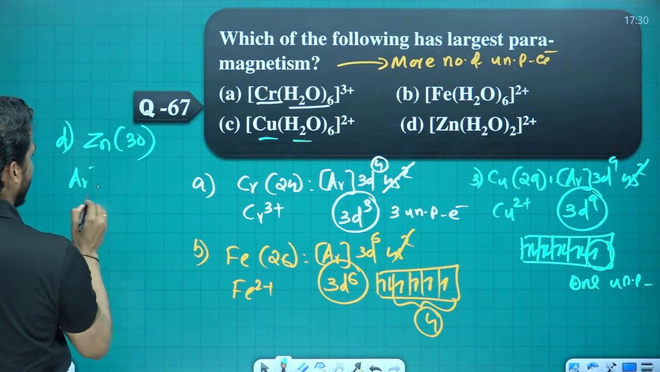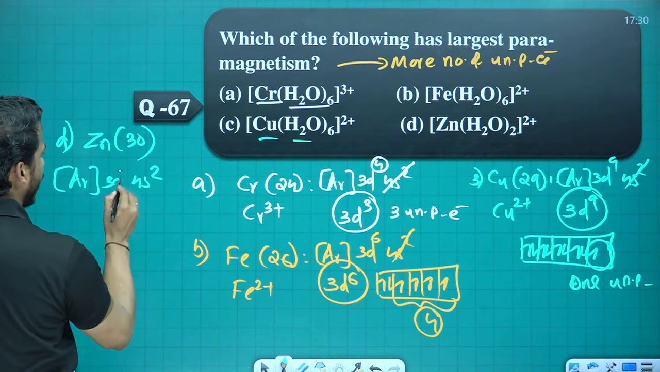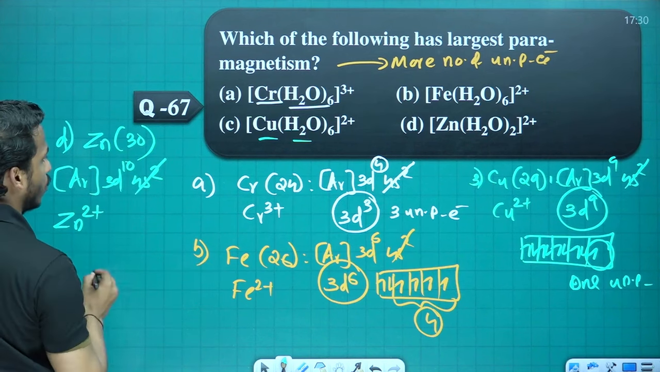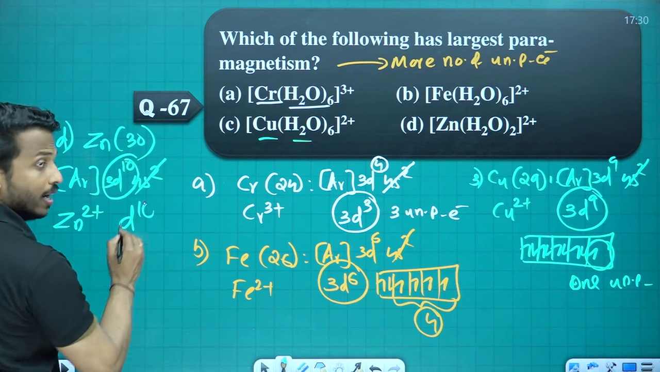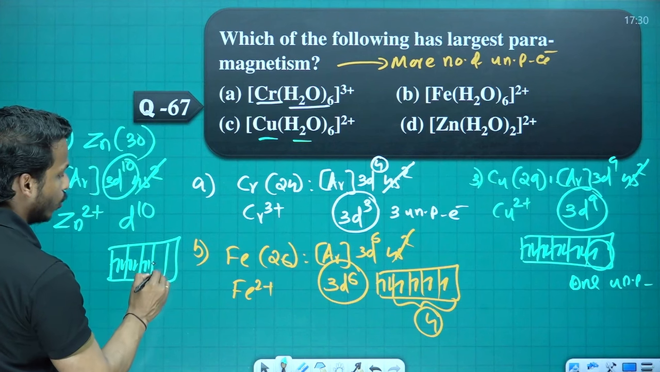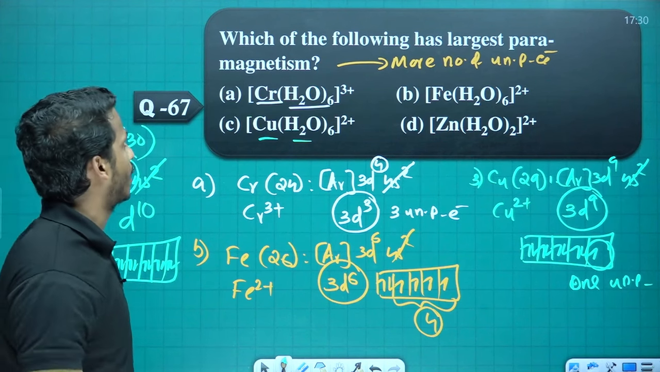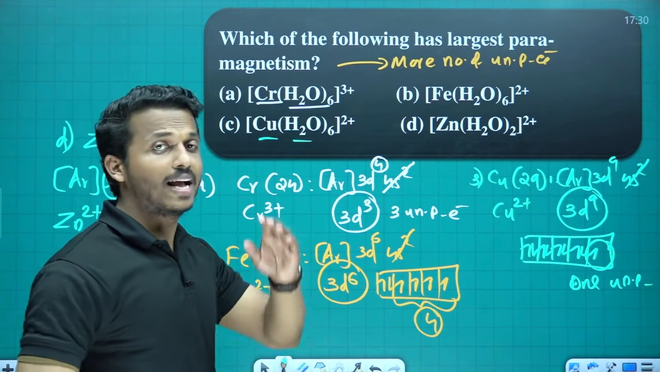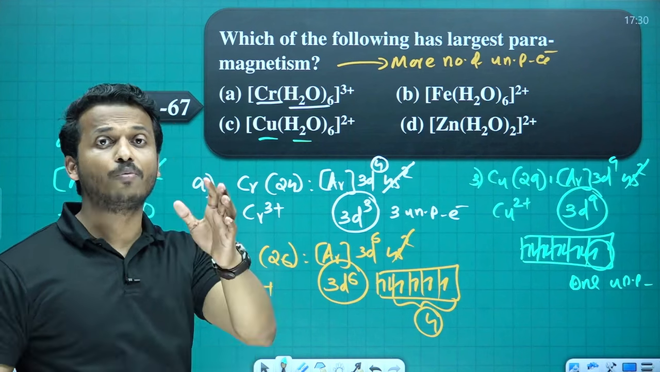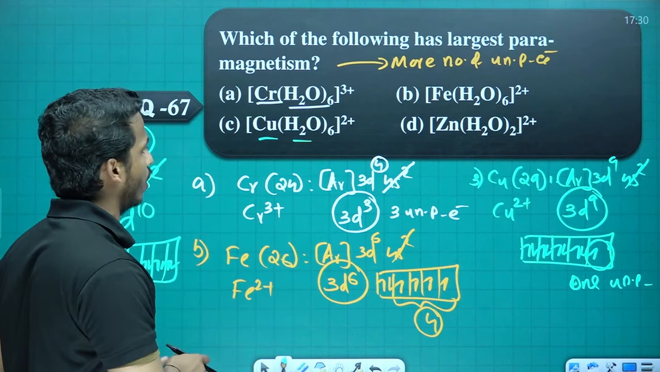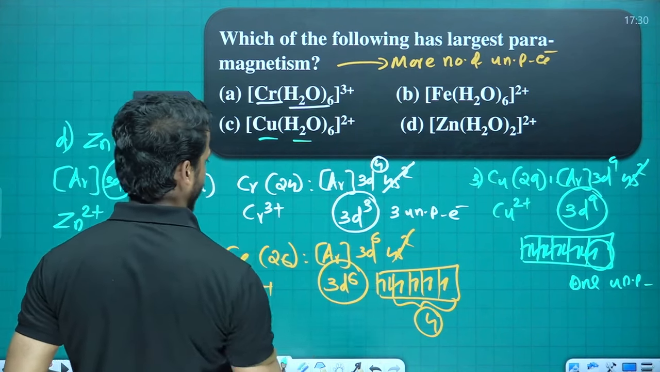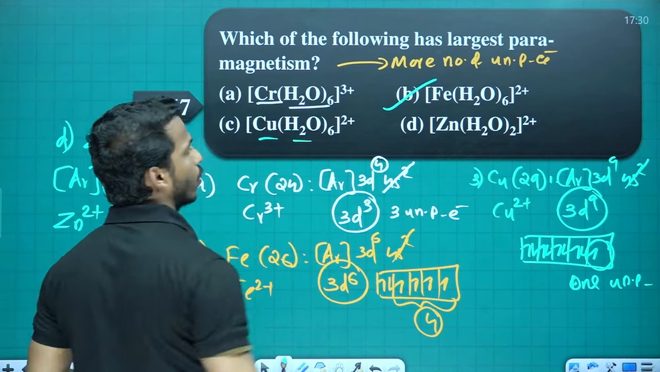So the configuration is argon 4s2 3d10. Here Zn charge is 2 plus. So Zn 2 plus means these 2 electron gone. They are all D10. D10 means all the orbitals are, which one, how many? 2 electrons are there. There is no unpaired electron. Question, which of the following has largest paramagnetism? Largest paramagnetism means the one which contain more number of unpaired electron. Where you can able to see more unpaired electron? First 3, 4, 1. Yes, that B is the more one.